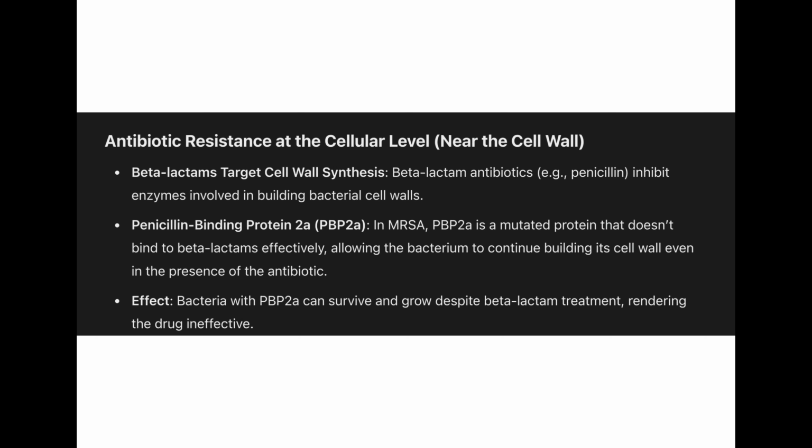Penicillin binding protein. In MRSA, PBP2A is a mutated protein that doesn't bind to beta-lactams effectively, allowing the bacterium to continue building its cell wall even in the presence of the antibiotic. Effect. Bacteria with PBP2A can survive and grow despite beta-lactam treatment, rendering the drug ineffective.